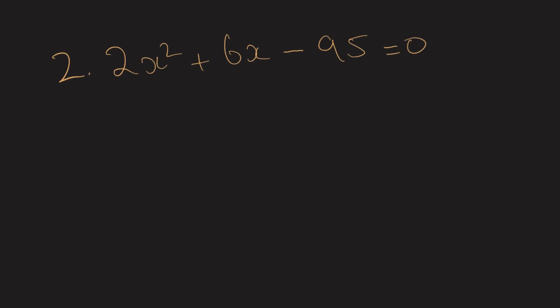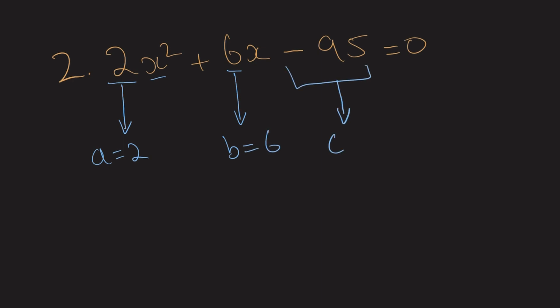So we've got 2x squared plus 6x minus 95 equals 0. We know this is a quadratic equation because you have an x squared here. Whatever number is next to the x squared has to be a, so a equals 2. Whatever is next to the x has to be b, so b equals 6. And c has to equal minus 95. And now let's plug this into the calculator.